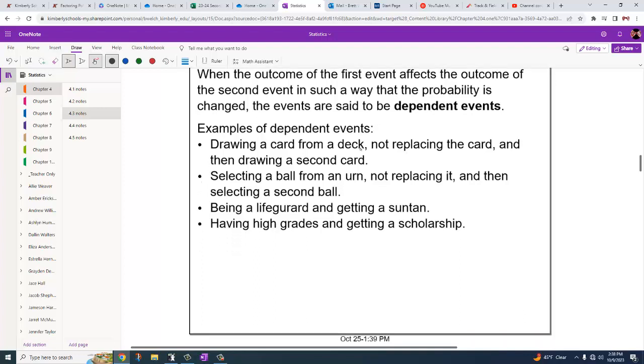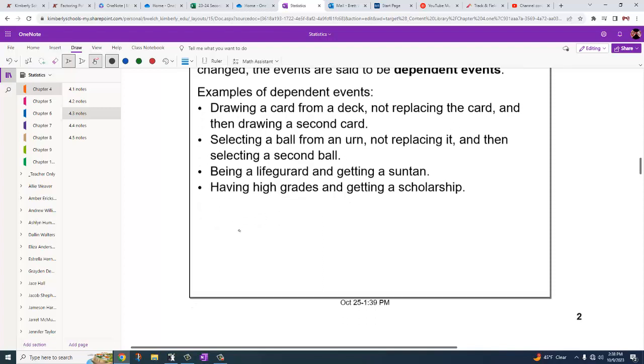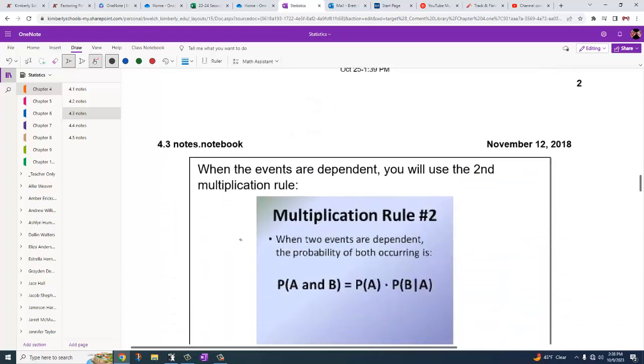Drawing a card from a deck, not putting it back, and drawing a second card. That means there's only 51 cards on the second draw. Selecting a ball from an urn or a pot, not putting it back, and drawing a second ball. Being a lifeguard and getting a suntan. Does being a lifeguard increase or decrease the likelihood that you're going to get a suntan? Does having high grades impact whether or not you're going to get a scholarship? Those things affect each other, okay?